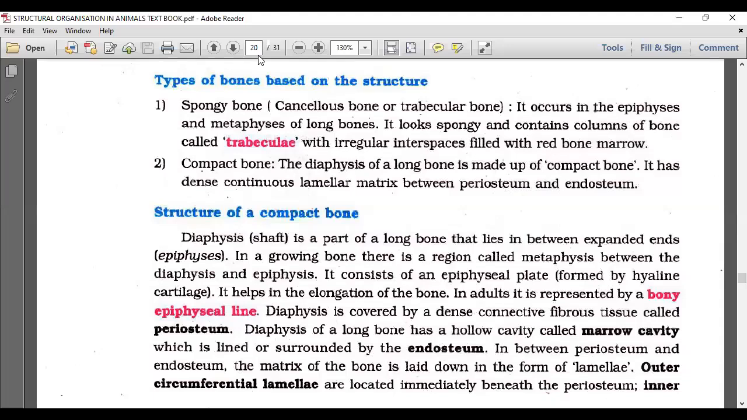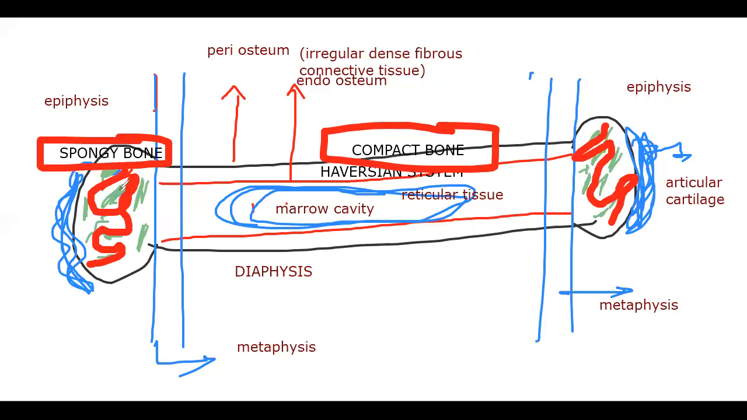The columns of bone called trabeculae with irregular interspaces filled with red bone marrow. You see here that the bony matrix is shown with the green color and the interspaces are filled with red bone marrow. Okay, so this is about the spongy bone.